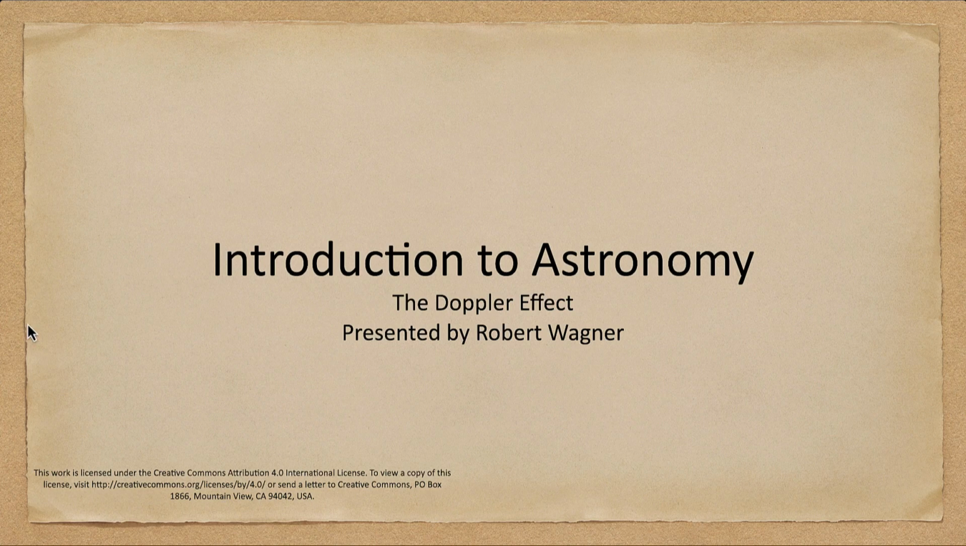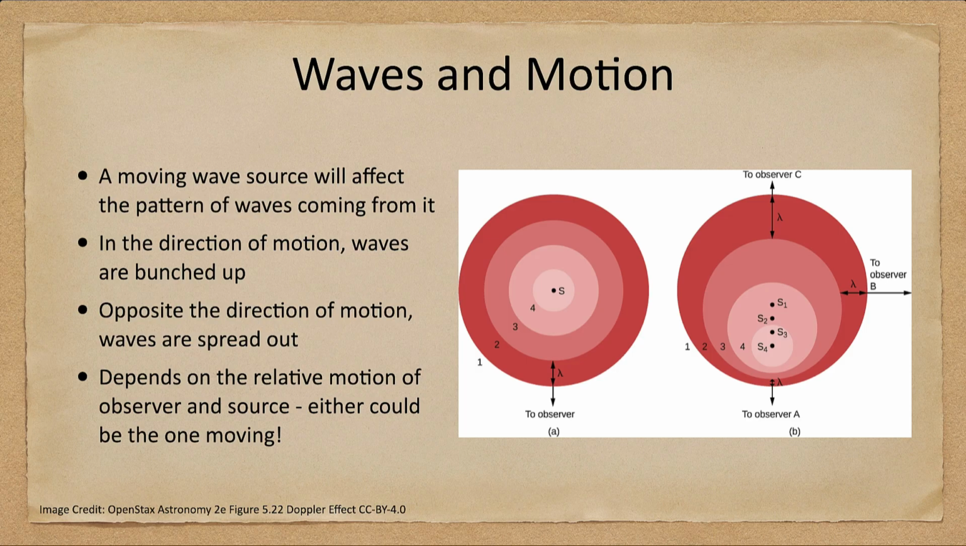In this lecture, we are going to talk about the Doppler effect. And this is another way we can use spectral lines. In this case, we use them to determine velocities, so how we can determine how fast something is moving in space. So let's get started. And what we see is a moving wave source.